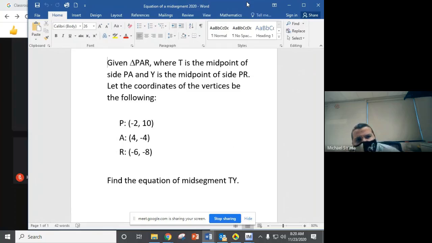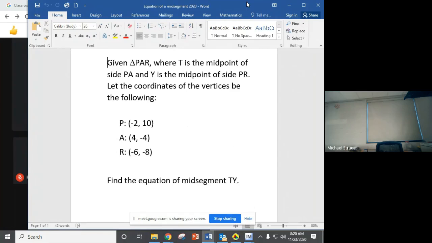Given triangle PAR, this is the last problem of the day, I promise. Given triangle PAR, where T is the midpoint of side PA and Y is the midpoint of side PR. Let the coordinates of the vertices be the following. P, negative 2, 10. A, 4, negative 4. R, 6, negative 8. Find the equation of mid-segment TY.